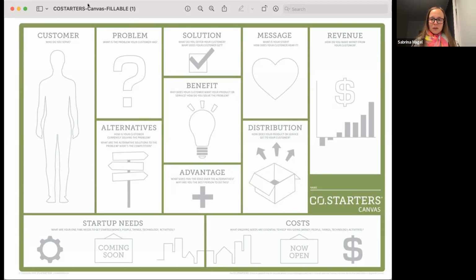Co.starters is obviously not the only program that does this. This is a tested methodology, lean startup methodology. A lot of programs do that. But in a good program, and Co.starters does this really well, there's a big focus on validating those assumptions and figuring out how you can test them: how you're going to have those conversations with customers without pushing your solution and being told what you want to hear because people want to please you, and getting those insights that you need to figure out how you make this work.